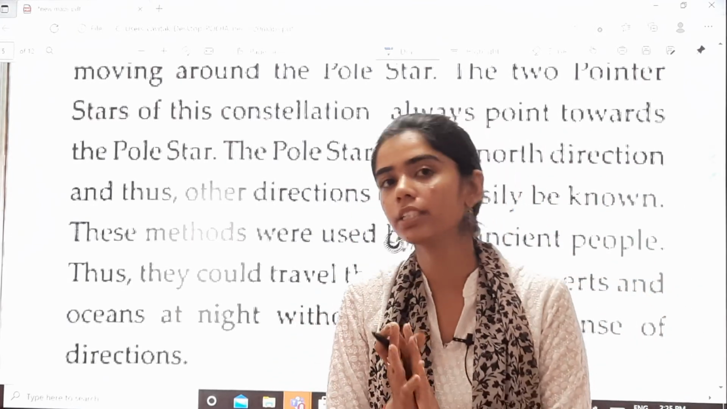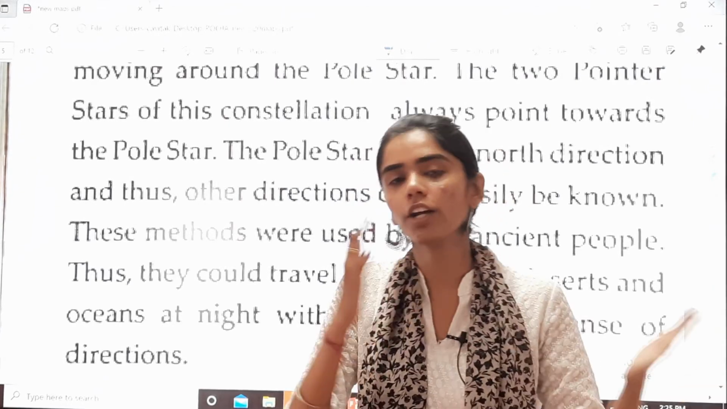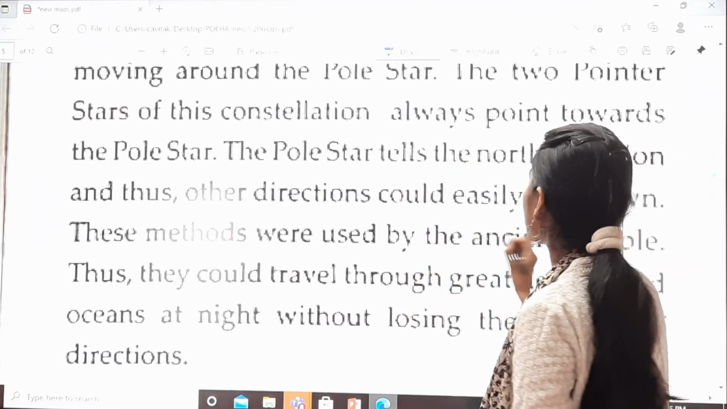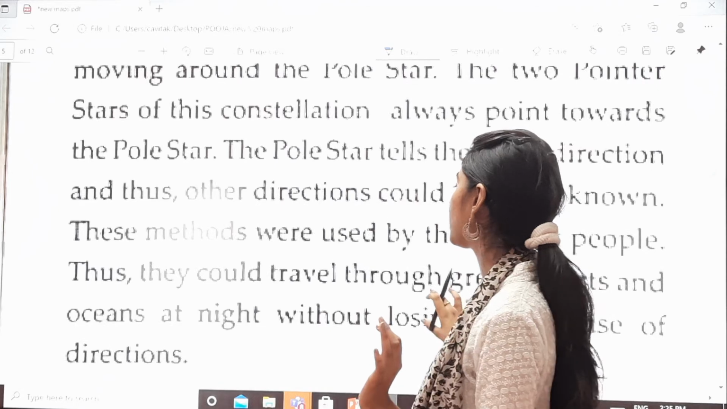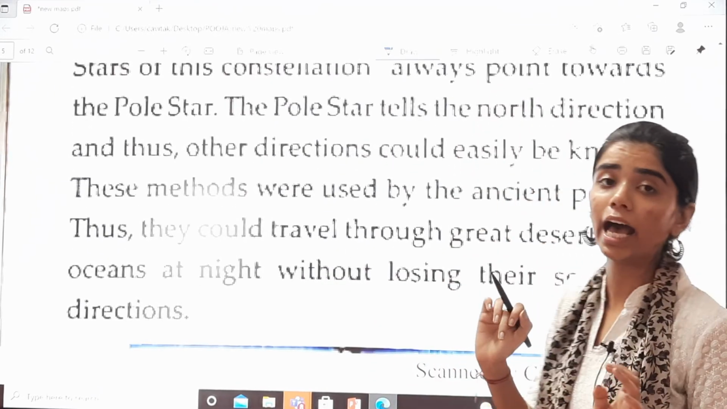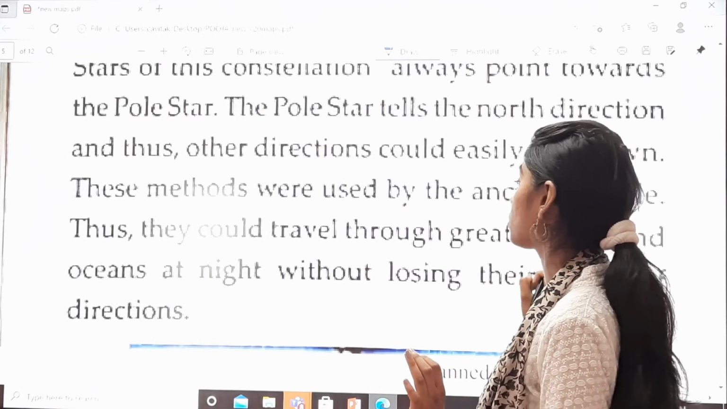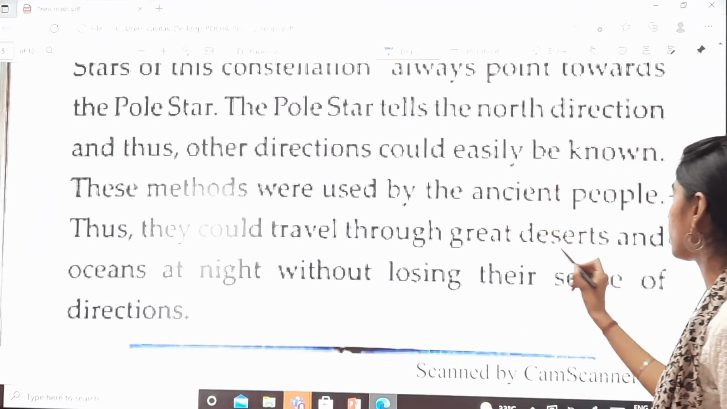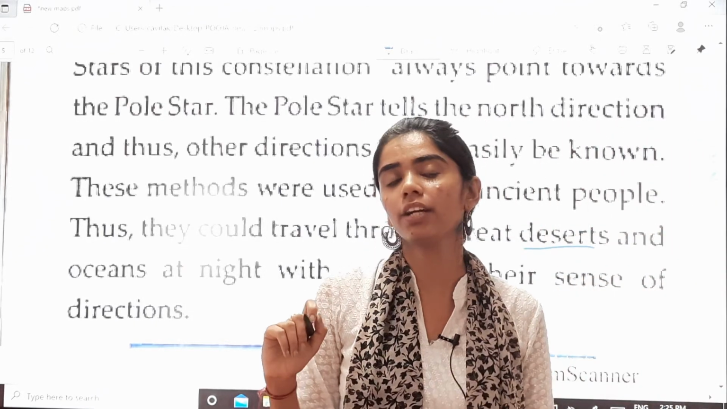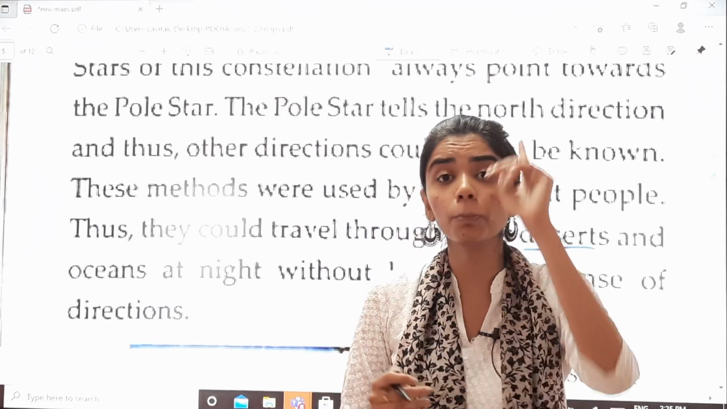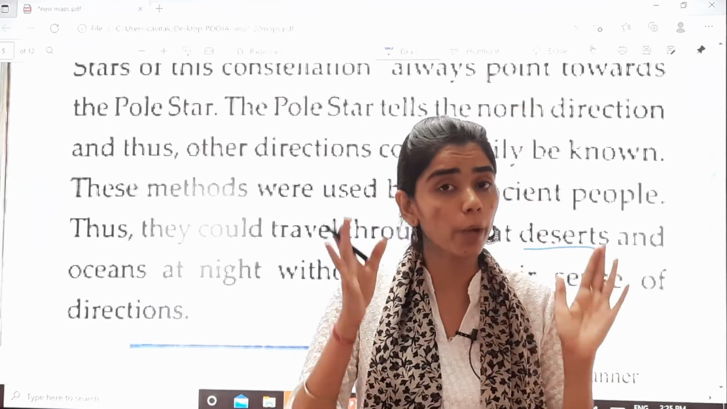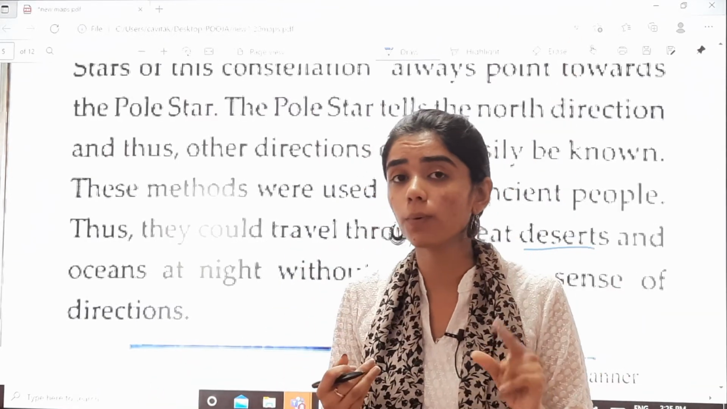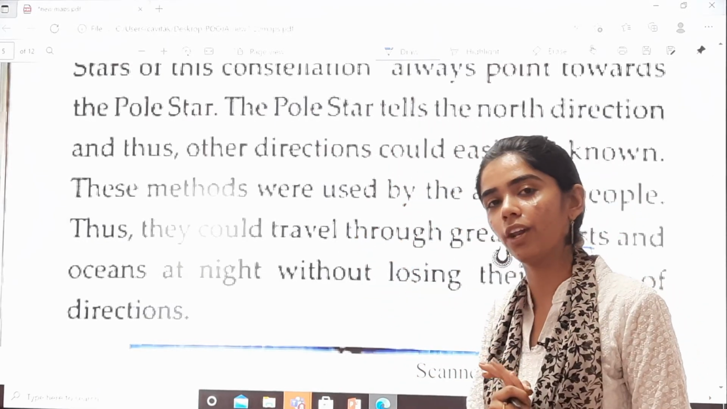So the pole star, what does it tell us? It tells us the north direction. So automatically we will be able to find out the other directions. Now these methods were used by the ancient people. Thus they could travel through great deserts and oceans at night without losing their sense of direction. So in earlier times, the travelers who used to go to desert areas and oceans, with the help of the pole star they were able to find out where exactly they are, whether they are in north, west, east, south, and where they have to move forward.